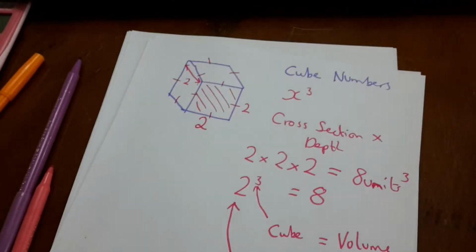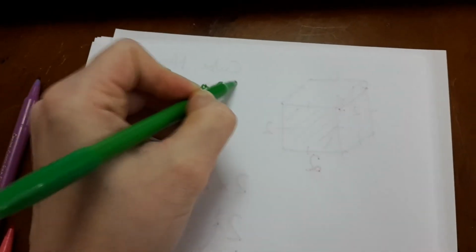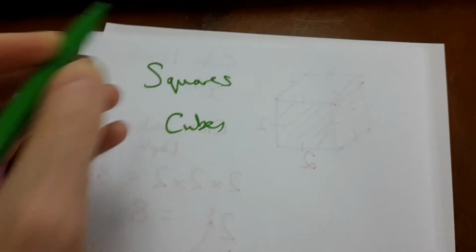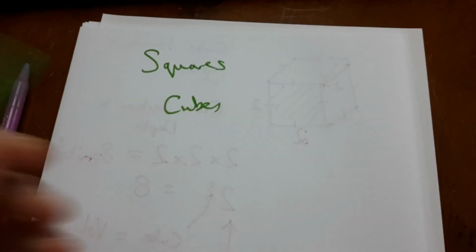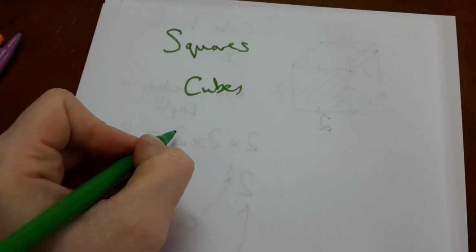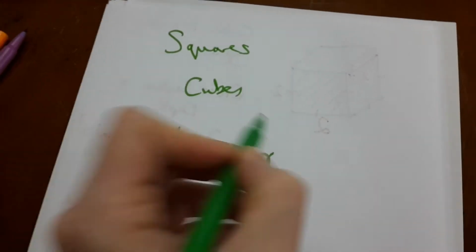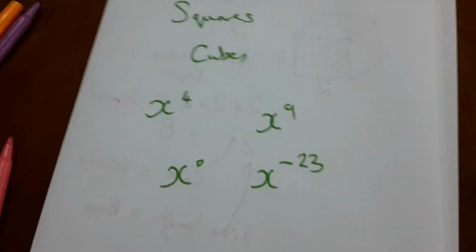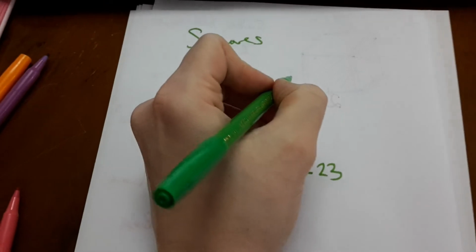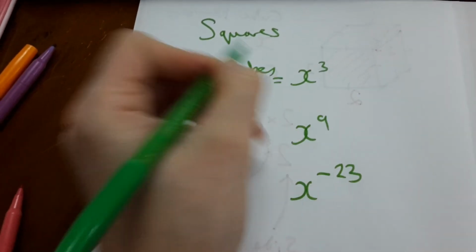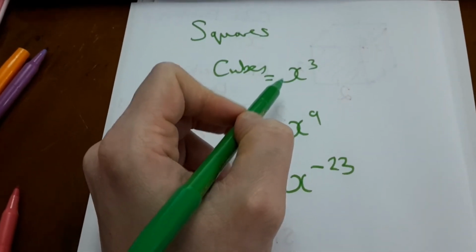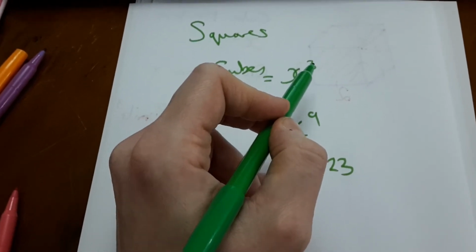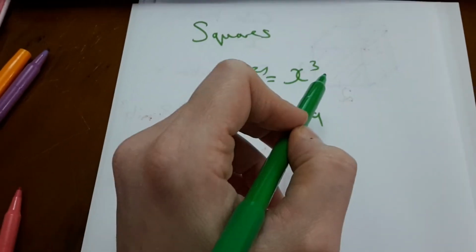And that's why usually when we talk about special indices, we only mention square numbers and cube numbers because they're the only two that we can see in real life. The rest of the time we would say something like x to the power of 4, or x to the power of 9, or maybe x to the power of 0, or x to the power of minus 23. But whenever we write x to the 3, that is called a cube number, because it's something times itself three times, which should give us the volume of a cube.